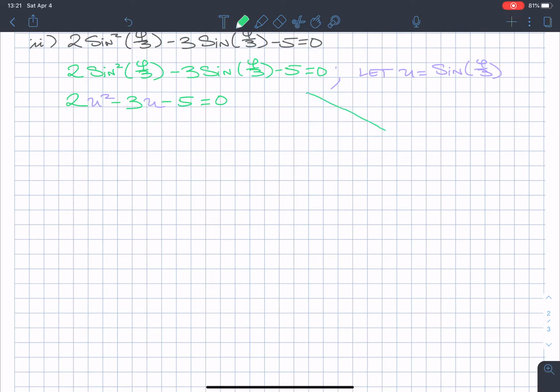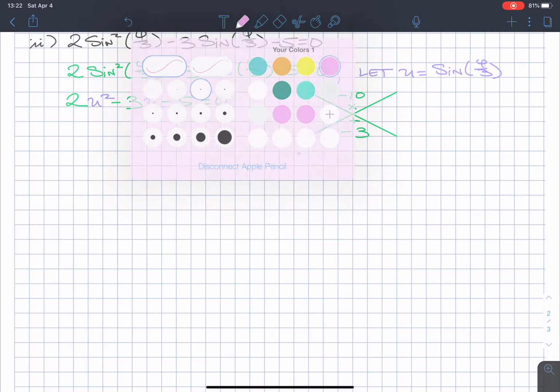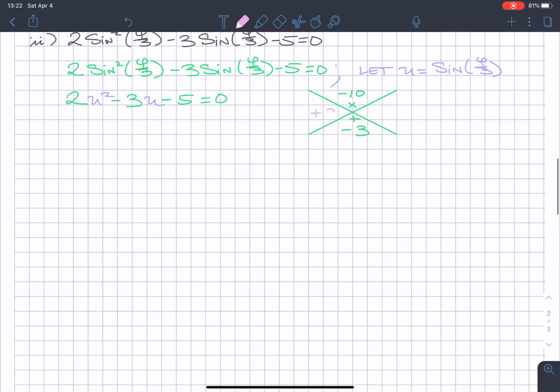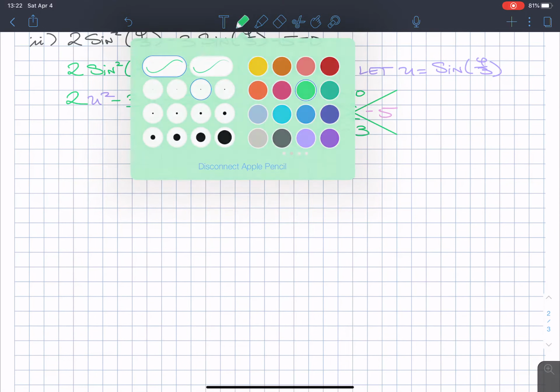So I'm looking for 2 integers that have a product of 2 times negative 5, which is negative 10, and a sum of negative 3. So that's going to be, of course, negative 5. Or let me do it the opposite way just so it's easier. Let's do positive 2 and negative 5. So I'm going to rewrite my linear factor.